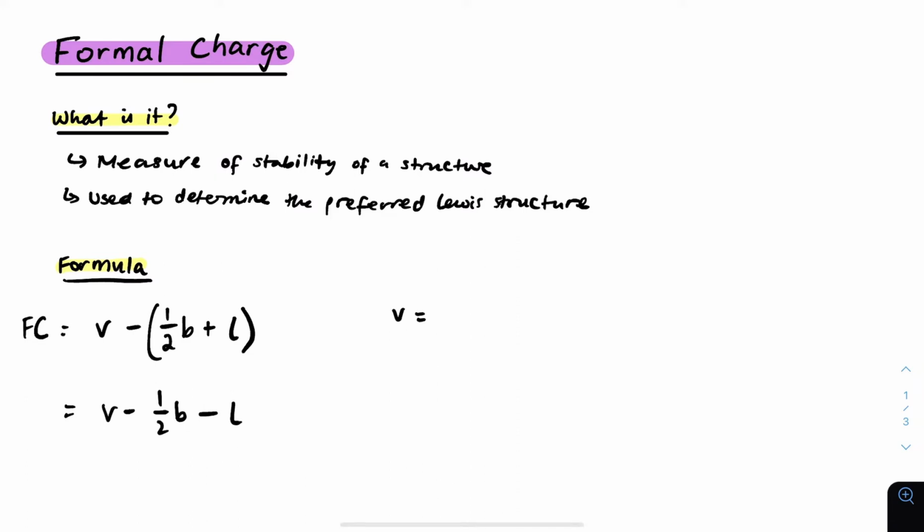V is equal to the valence electrons. What that means is, for example, we know that nitrogen is in group 15 of the periodic table and has 5 electrons in its outer shell. So that means that V would be 5 if we're looking at a nitrogen atom. Then B refers to bonding electrons.